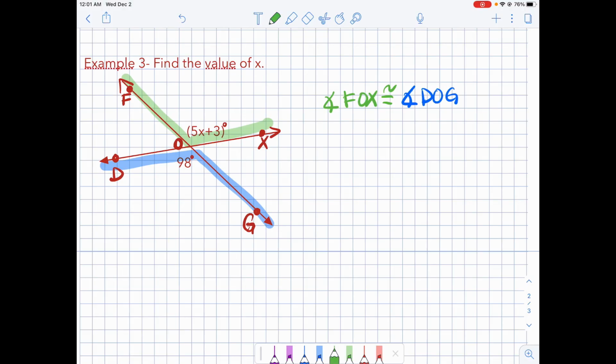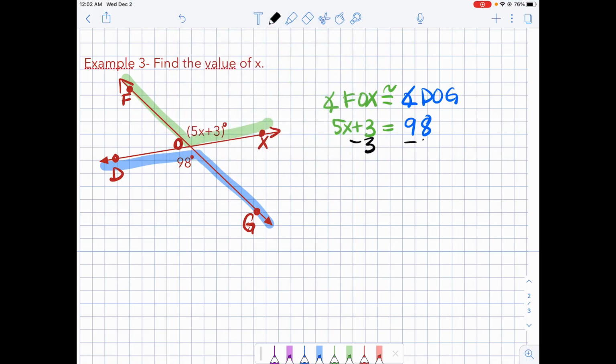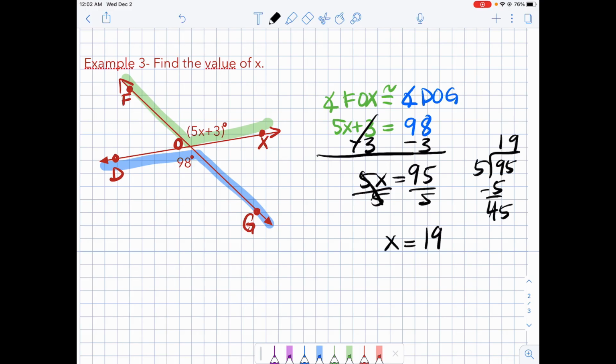Great, I believe that gave you enough time, so let's go ahead and plug in the information and do it together. So this is going to be 5x plus 3 is equal to 98, because they are congruent to each other. So since they're congruent, they're equal to each other, solve for the variable x. And so I'm going to go ahead and subtract 3 from both sides. When I subtract 3 from both sides, I'm left with 5x is equal to 95. Divide both sides by 5, and x is equal to 19.